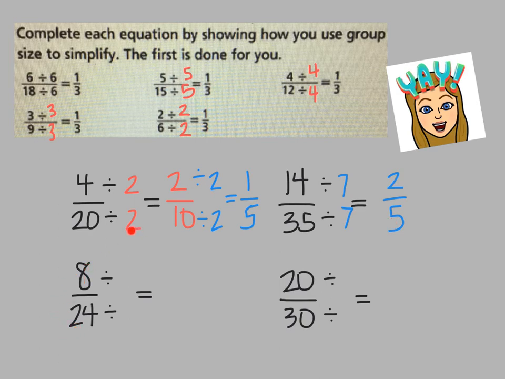Again, I could divide by 2 right away because they're both even numbers. But do you think there's a bigger factor? Are any of you thinking 4? We could try 4. So let's do, I know 4 goes into 8 and it also goes into 24 evenly. Remember, we have to do the same treatment. So 8 divided by 4 would give me 2. And 24 divided by 4 would give me 6.